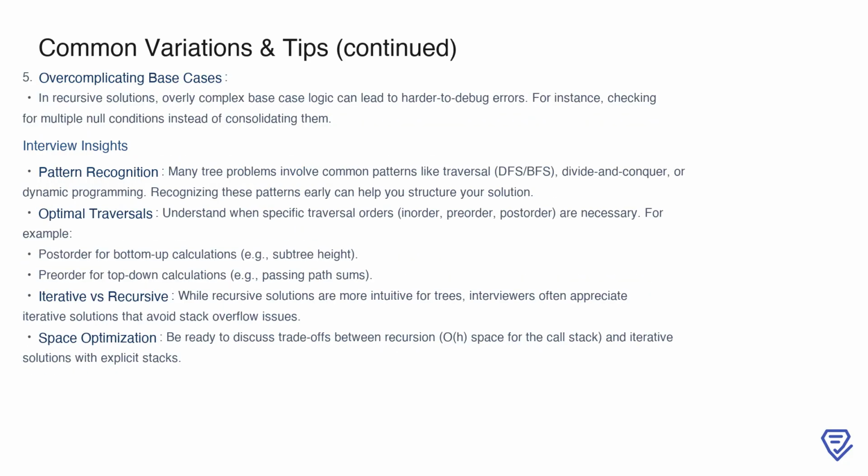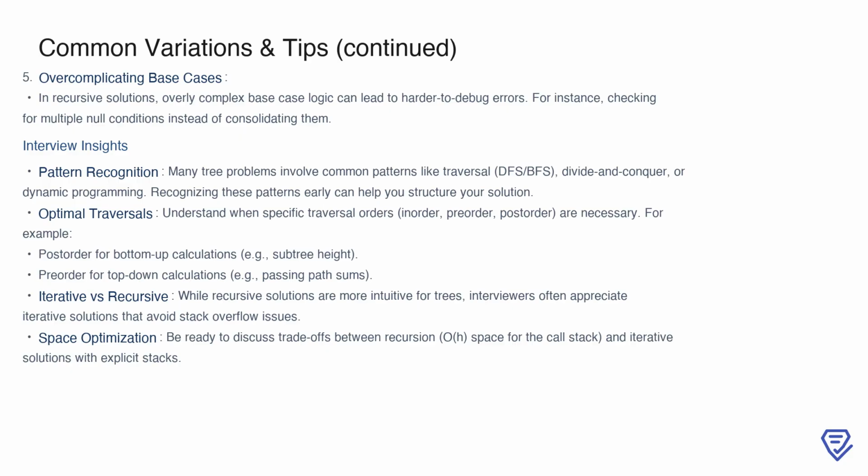Now, let's look at some tips to refine your approach. Overcomplicating base cases in recursive solutions can make debugging a nightmare. Instead of handling multiple null checks individually, try consolidating them into a simpler condition. Recognizing patterns in tree problems can also help you solve them more effectively. For instance, many tree problems rely on common strategies like depth-first or breadth-first search, divide and conquer, or even dynamic programming. Choosing the right traversal order is equally important.